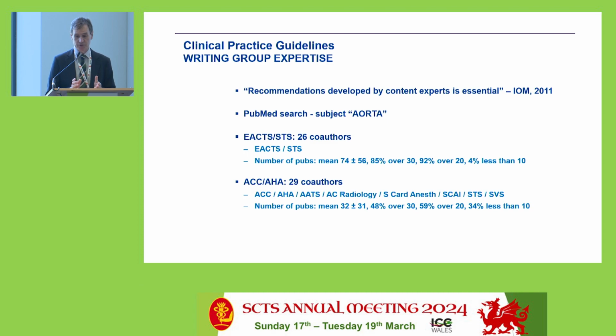So I did a PubMed search and went through every single author in both of these groups of guidelines we're talking about today. The EACTS-STS guidelines had 26 co-authors. The average number of publications for those authors was 74, so quite significant authorship and history of writing about the aorta. 85% were over 30 publications, 92% were over 20, and only 4% had less than 10 publications.